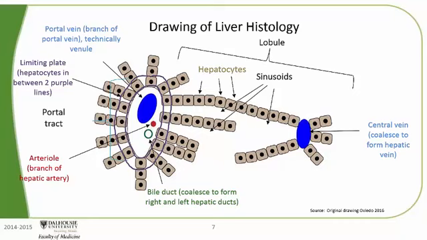So, how does the blood flow through the liver? The portal vein gives venous blood in this direction into the sinusoids. The arteriole gives arterial blood in this direction into the sinusoids. The blood then mixes and enters the central vein.